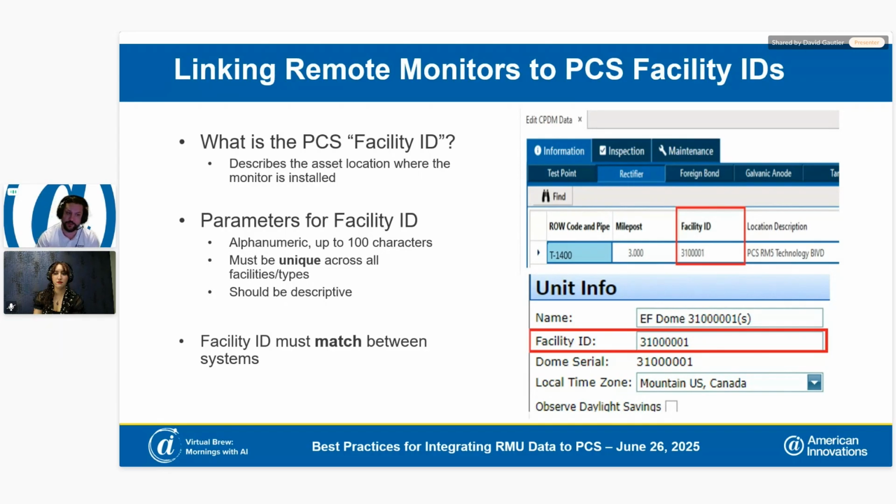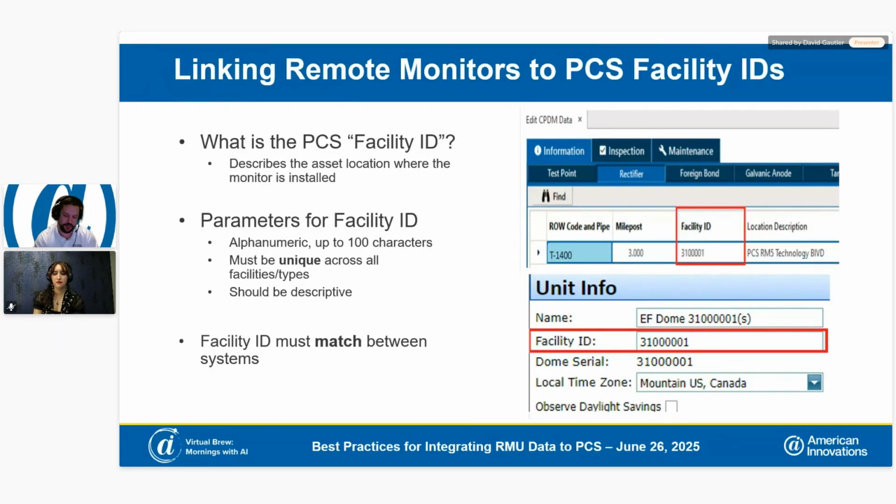There are some parameters and best practices around facility IDs. It's an alphanumeric field, which means it can have numbers and letters. It has the capability of including some special characters like hyphens, underscores, or pluses, so you can use those as well. And then the big thing is that it should be unique across all facility types.